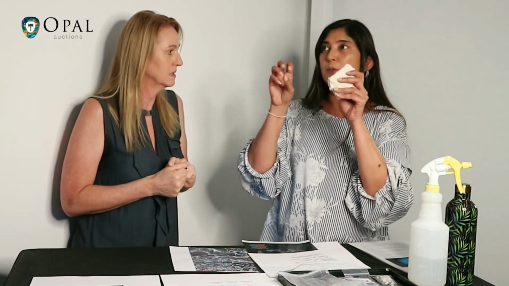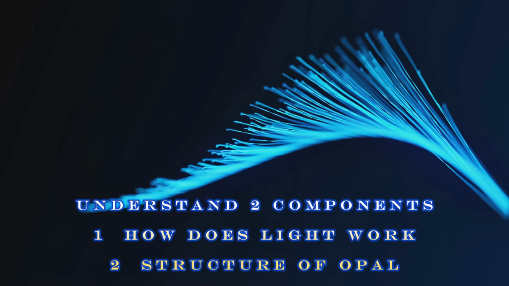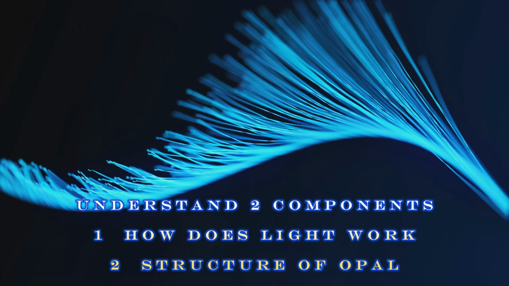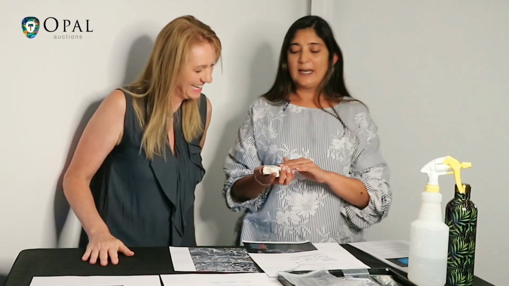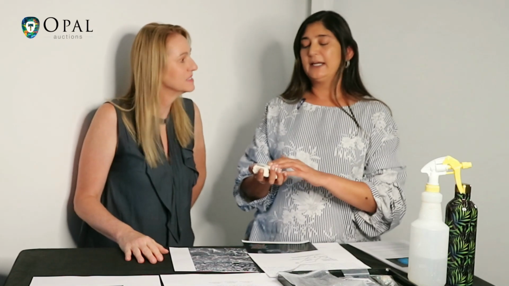To understand play of color, you need to understand two components. First, how light works, and second, what the opal structure is. Okay, let's delve into it. I'm so excited.